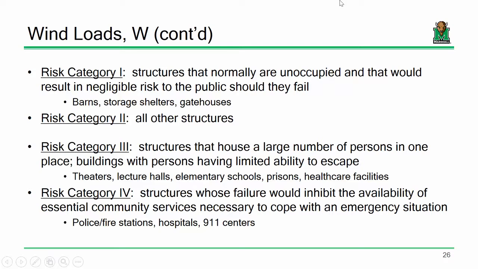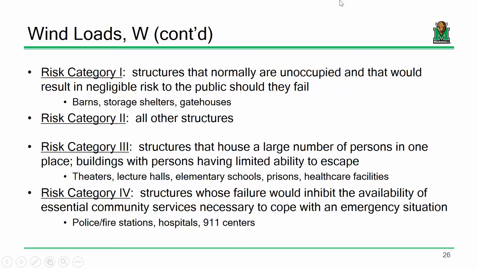So for instance, risk category 1 is structures that normally are unoccupied and would result in negligible risk to the public. So grain silos, barns, storage shelters, greenhouses, things like that. Those types of structures would be risk category 1.